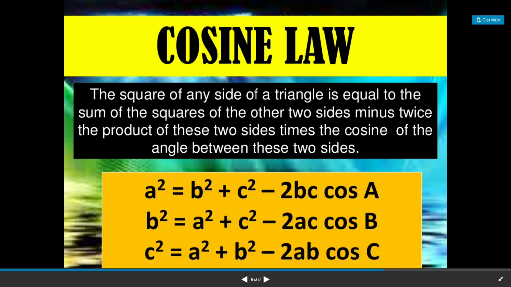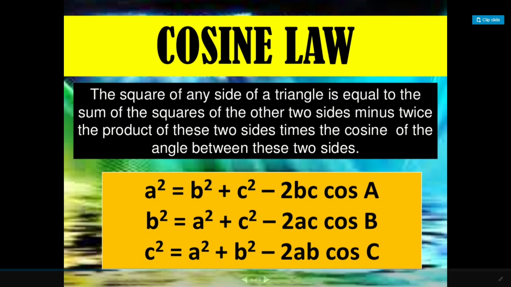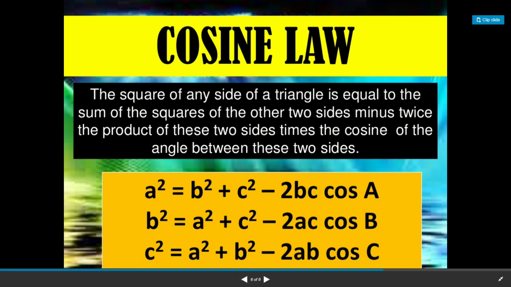To solve for side A, we have A squared is equal to B squared plus C squared minus 2BC cosine A. We can also solve for side B, that is B squared is equal to A squared plus C squared minus 2AC cosine B. And we have C squared is equal to A squared plus B squared minus 2AB cosine C if we're going to solve for side C.